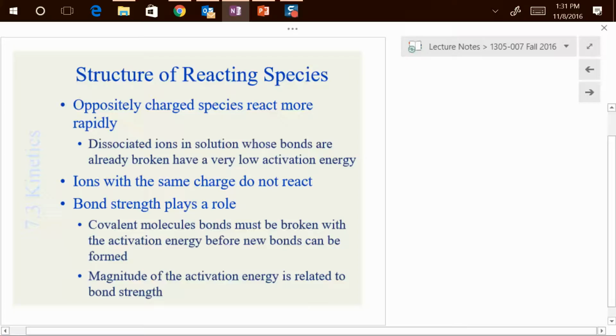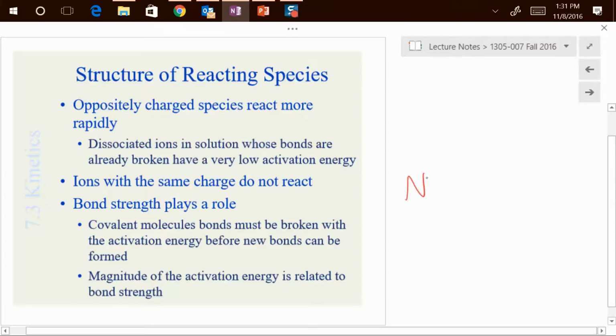So here we can see that if you have oppositely charged species, obviously they're not going to react. Okay? Never. They're never going to react because they're never going to be able to collide, because those opposite charges will just push each other away. Ions of the same charges do not react. Bond strength plays a role.